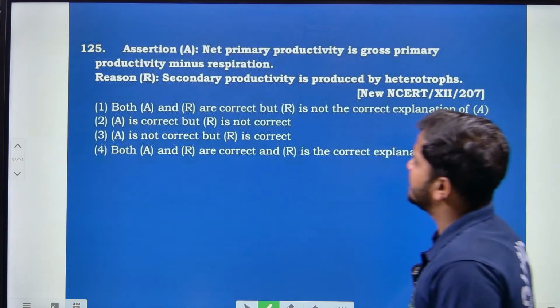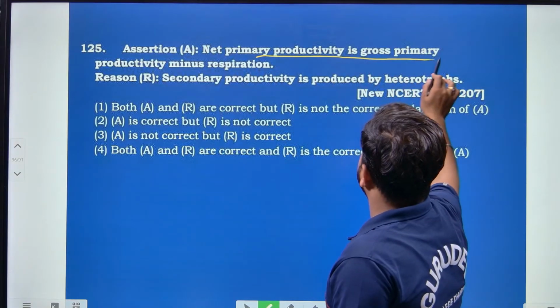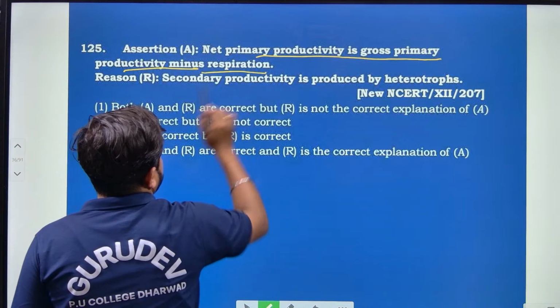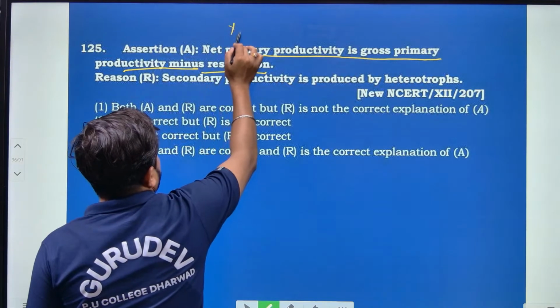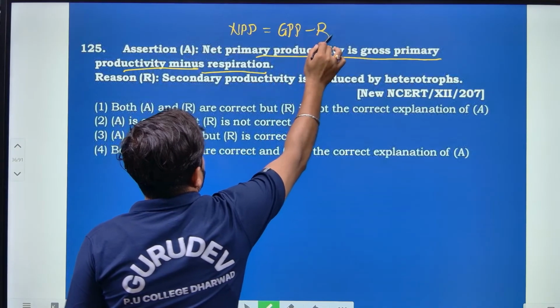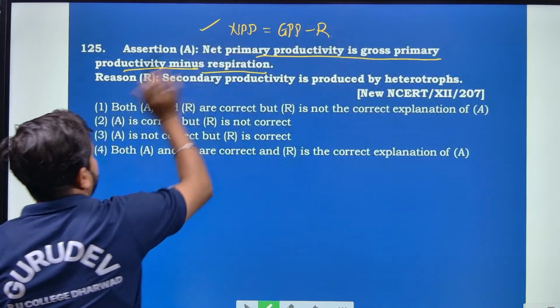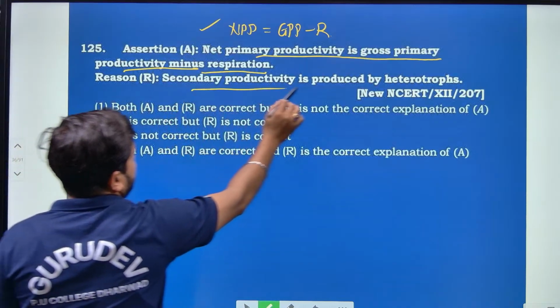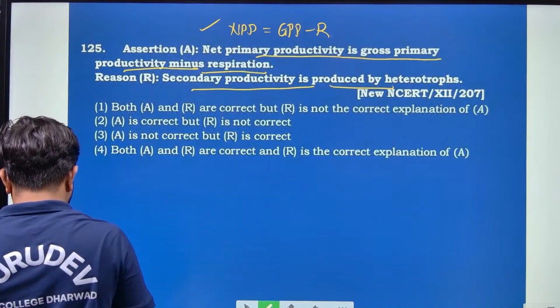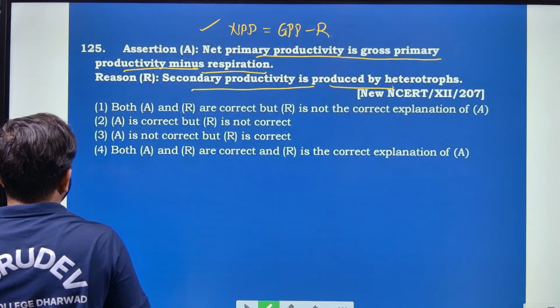Then the assertion: net primary productivity is gross primary productivity minus respiration loss. That is, NPP is equal to GPP minus R, which is correct. Then, secondary productivity is produced by the heterotrophs.